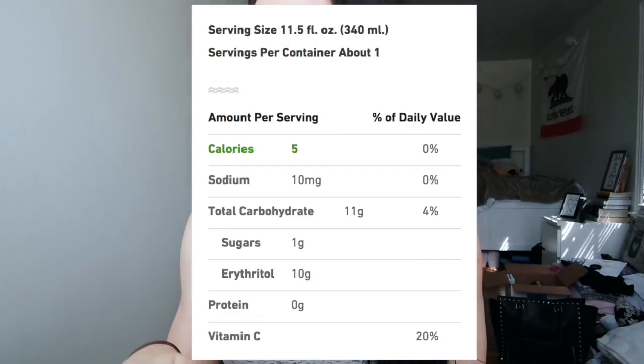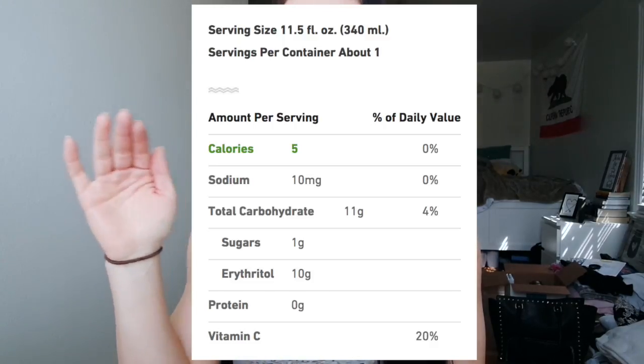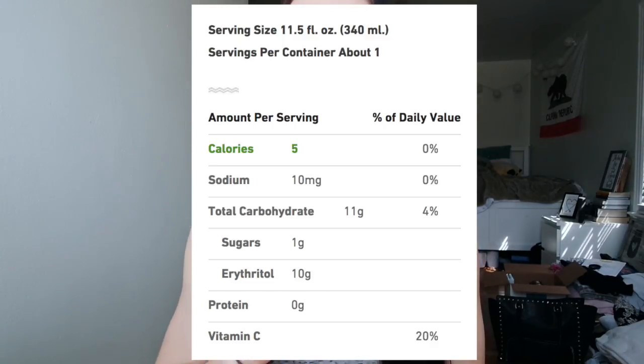The screenshot that I will include here says that the Bai Bubbles Black Cherry drink has a total of 5 calories, but it has 11 total carbohydrates. And if you look under total carbohydrates, there's 1 gram of sugar and 10 grams of erythritol. Now, we're going to get into what erythritol is. We're going to talk about food labels and ultimately about net carbs.